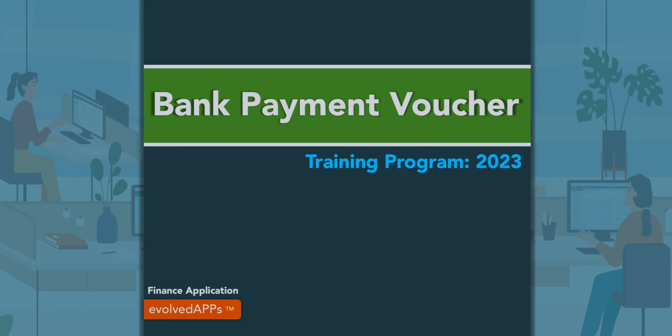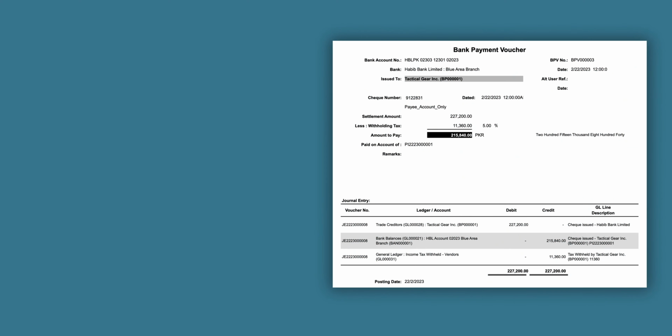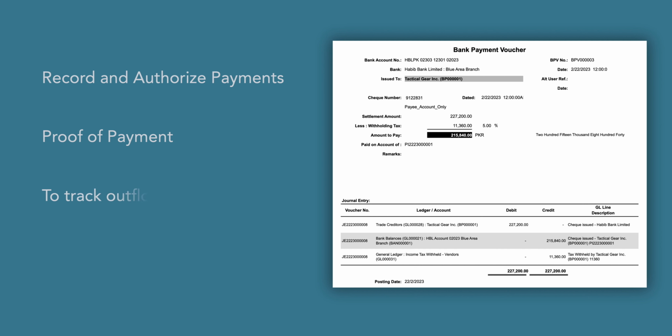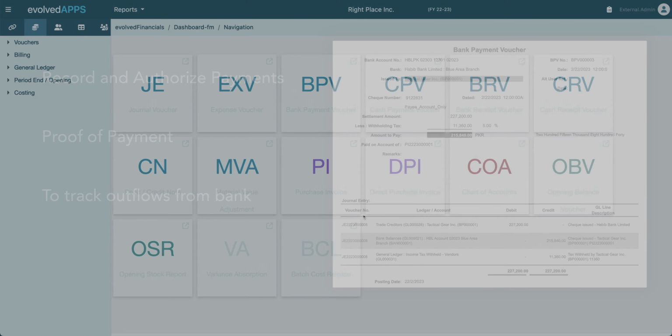So let's get started. Bank Payment Voucher or BPV is a document used by organizations to record and authorize payments, made mostly to vendors or to customers and employees in some cases. It serves as a proof of payment and is used to track outflows from bank. Having such a comprehensive document for executing payments ensures the accuracy, completeness, and validity of payment transactions.